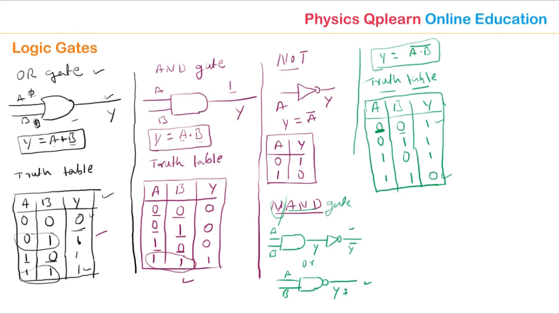See, once again I will repeat this one. The NAND gate output is high when both the inputs are low, or either one input is low. Then only the output will be high, or else the output will be low. So this is the truth table of the NAND gate. NAND gate means it is the combination of NOT gate and AND gate.